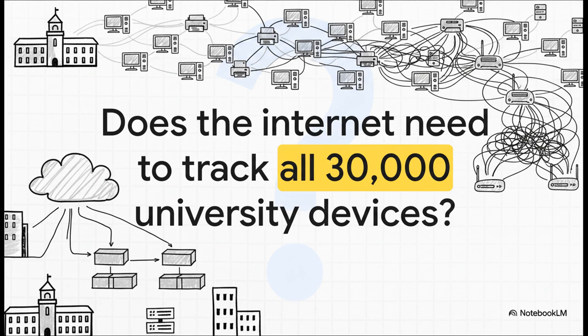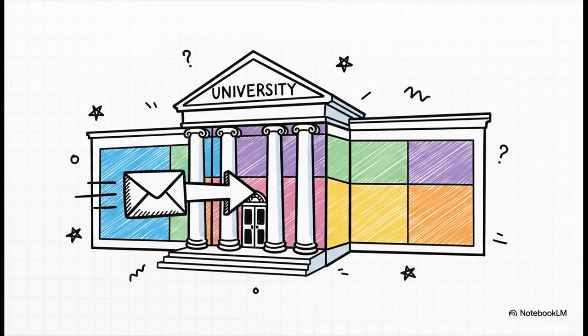Imagine a huge university with, say, 30,000 devices online. We're talking computers, printers, servers, the works. Does every single router in the world need to keep a record of all 30,000 of those individual addresses? I mean, that would be an absolute nightmare. The system would just grind to a halt. So the answer is a big, fat no.